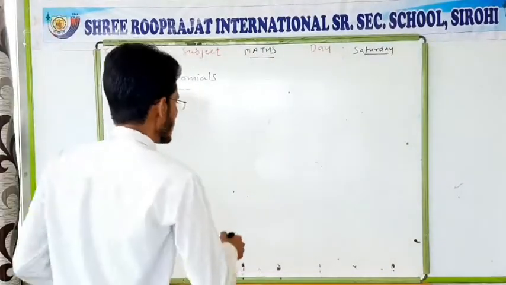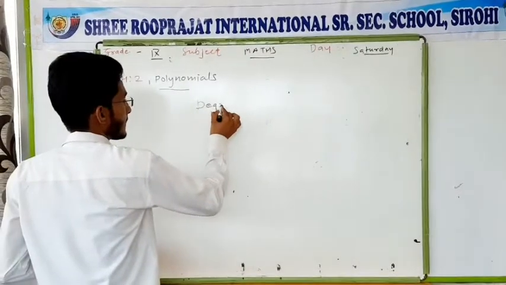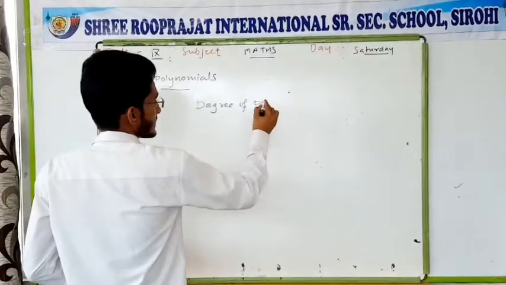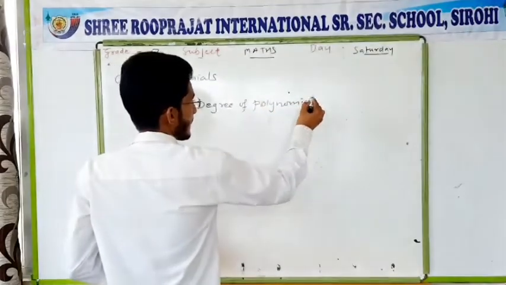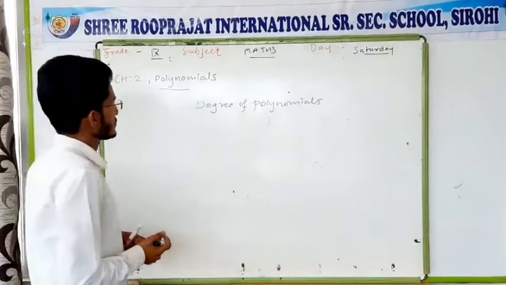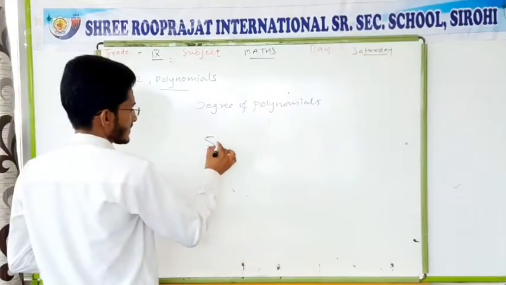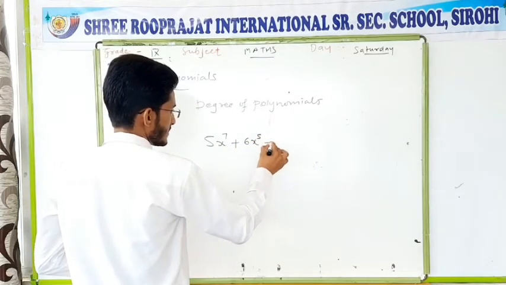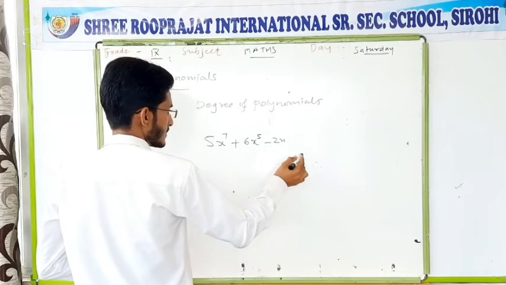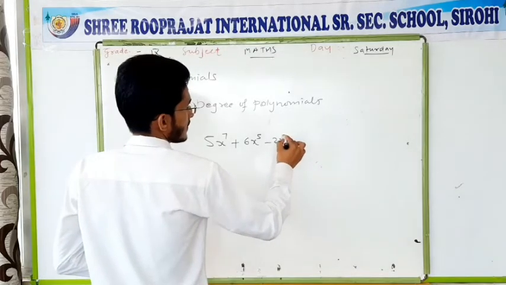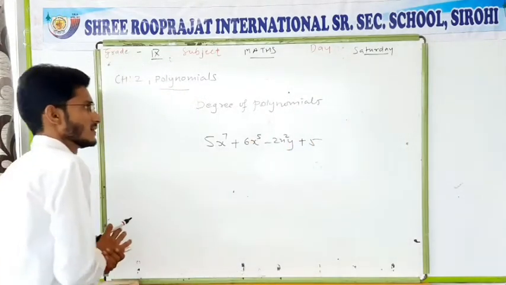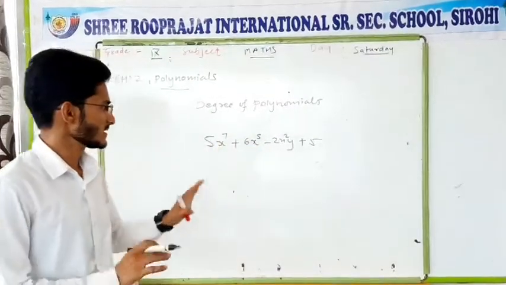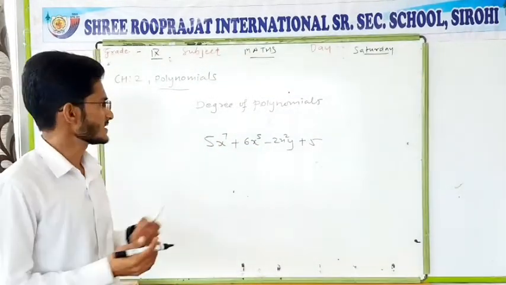Now we will talk about the degree of a polynomial. Let's take an example first of a polynomial like 5x to the power 7 plus 6x to the power 5 minus 2xy or something else. You can write more. Now what is the degree of a polynomial? There are four terms given, with an expression and coefficients, so you can say that it is a polynomial.